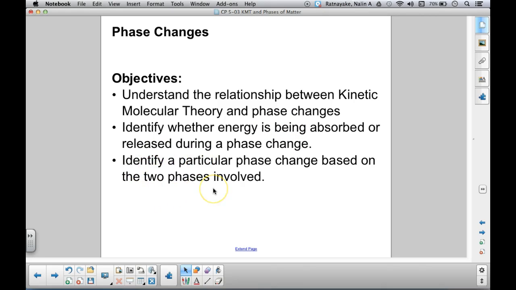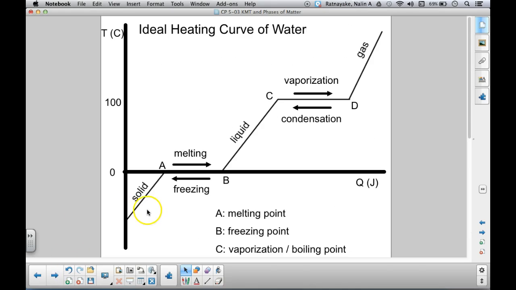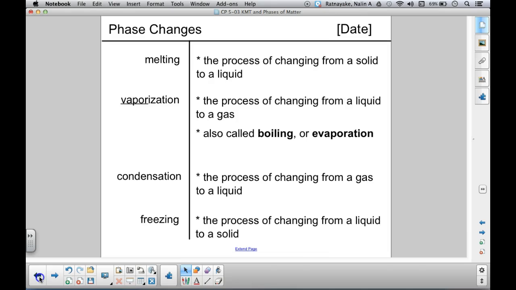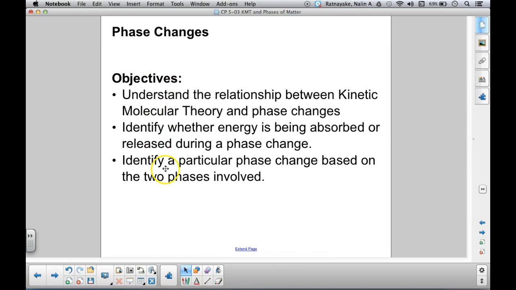And finally, you should be able to identify a particular phase change based on the two phases involved. So if we're going from a solid to a liquid, you should be able to identify that as melting. If we're going from a gas to a liquid, you should be able to identify that as condensation, and so forth. Same with freezing and vaporization. If you can do all 3 of these things, then you're set.